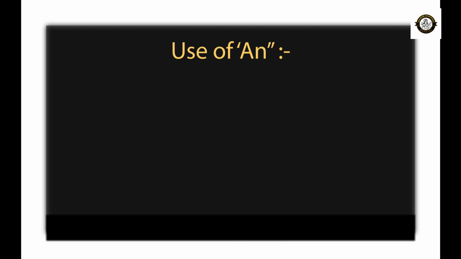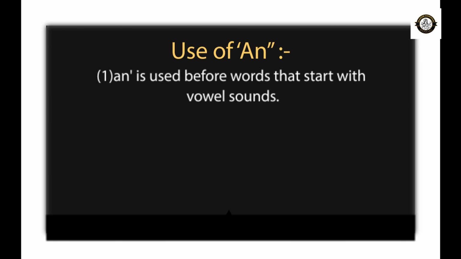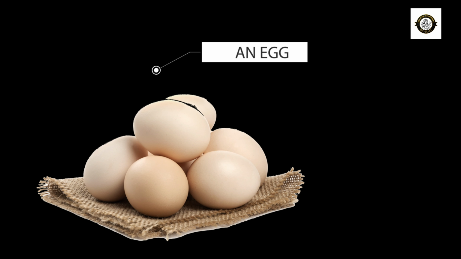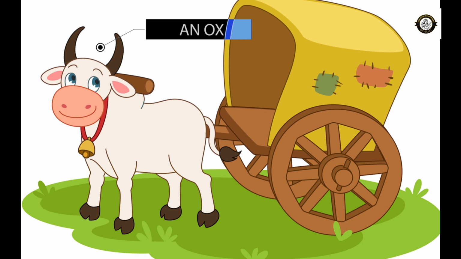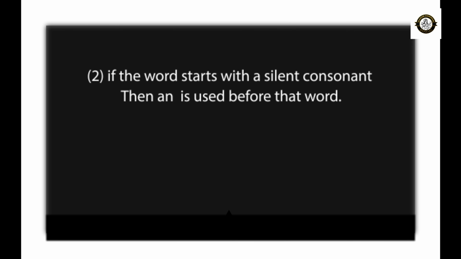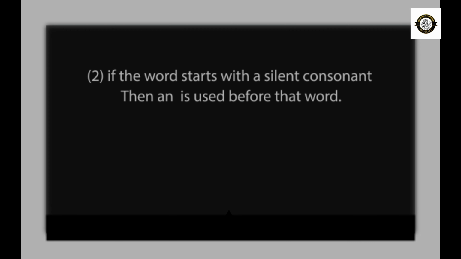Use of an. Number 1. An is used before the words that start with vowel sounds. Example: an egg, an ox, etc. Number 2. If the word starts with a silent consonant, then an is used before that word.